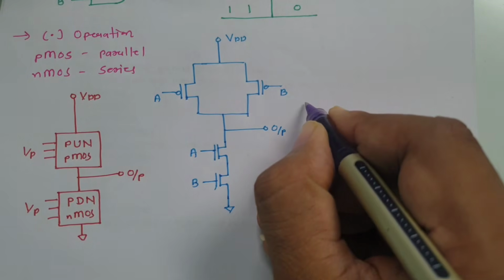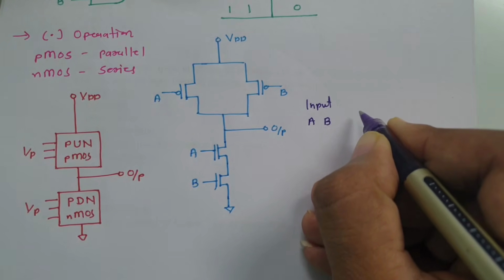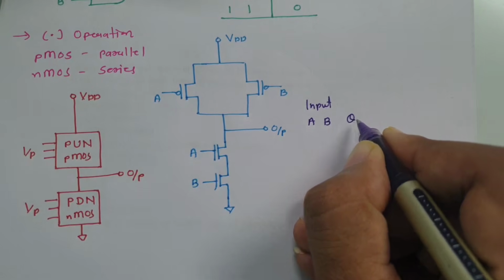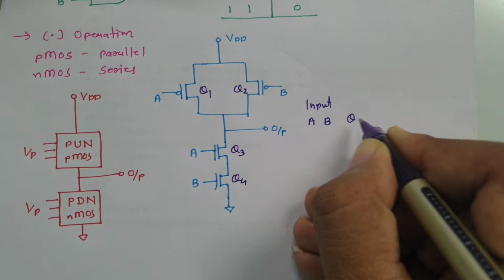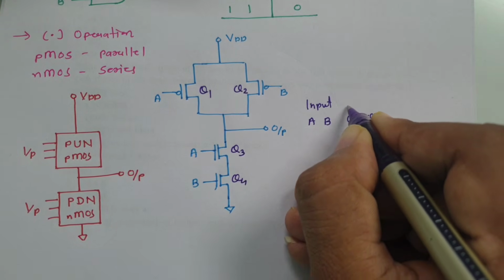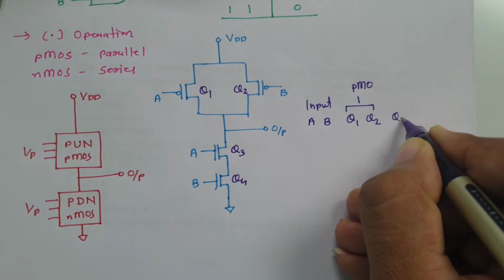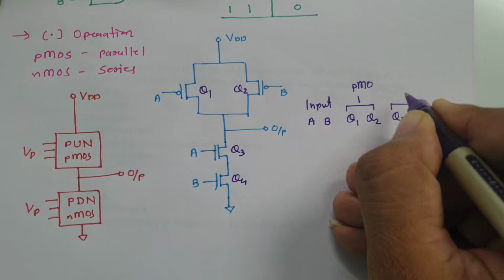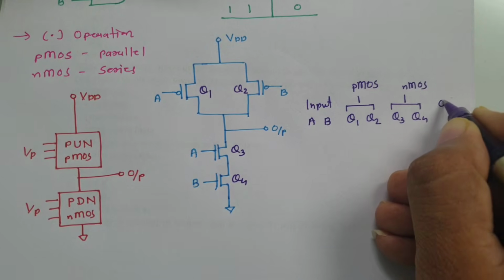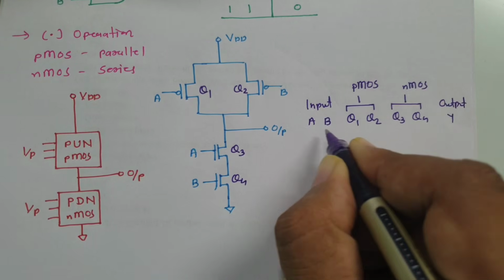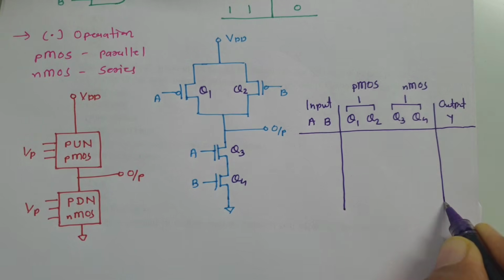So here we have input A and B, and here we will be having transistors. Let us say this is Q1, this is Q2, this is Q3, and this is Q4. So this is my Q1, Q2, and these are PMOS. And here we have Q3 and Q4, and these are NMOS. And here I have output Y. So this is how I am going to make a truth table, and we will see how this circuit functions.